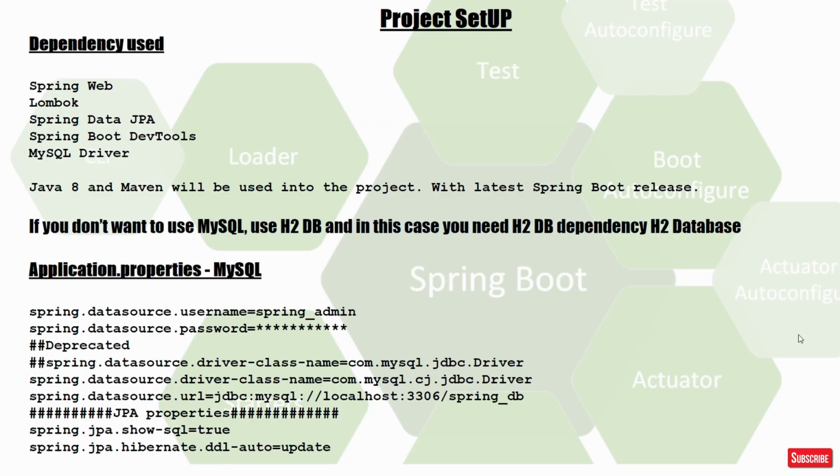Okay, now let's discuss project setup. The dependencies which we will be using in our project setup are Spring Web, Lombok, Spring Data JPA, Spring Boot DevTools, and MySQL driver. Lombok is there to make our life easier for getter and setter methods. You will not have a lot of code in your bean classes by using Lombok.